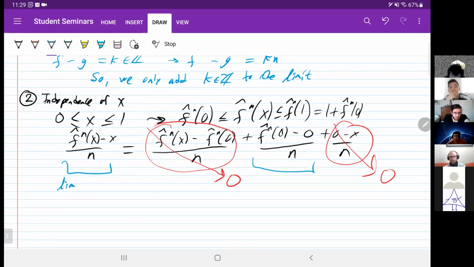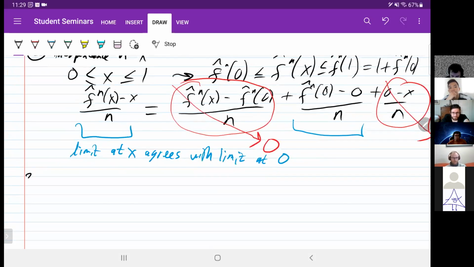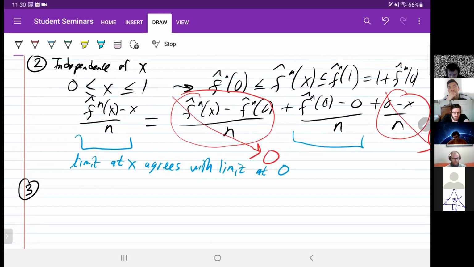So the limit at x agrees with the limit at 0. Okay, and so that's true for all x, so it doesn't matter what point I pick. This property is kind of magic for circle maps. This doesn't work in any other manifold with any kind of nice invariant of this sort.